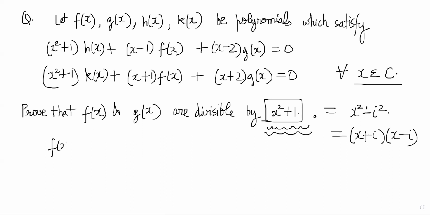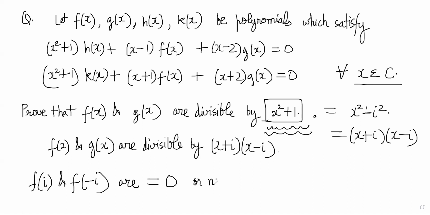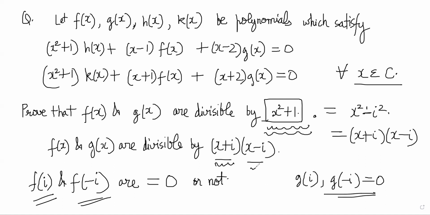So what we have to prove is f of x and g of x are divisible by x plus i times x minus i, which means you have to find out whether f of i and f of minus i are equal to 0 or not, right? If f of i is 0 and f of minus i is 0, then x plus i and x minus i are both factors of f of x. This is by factor theorem. Similarly, if g of i and g of minus i is 0, then g of x will be divisible by x plus i and x minus i.